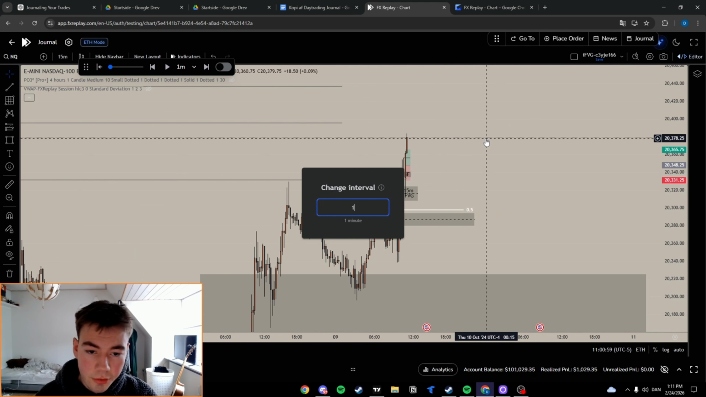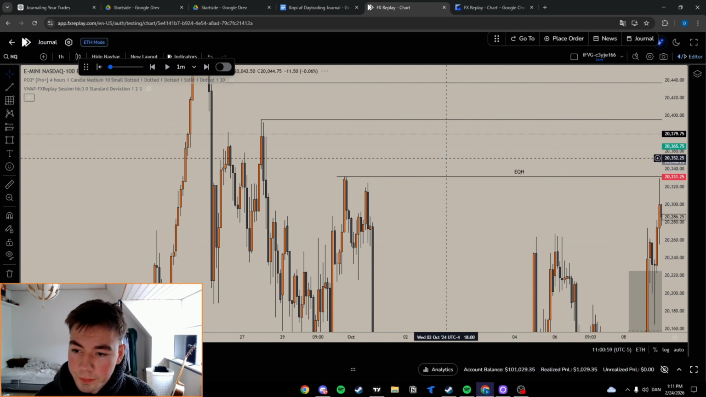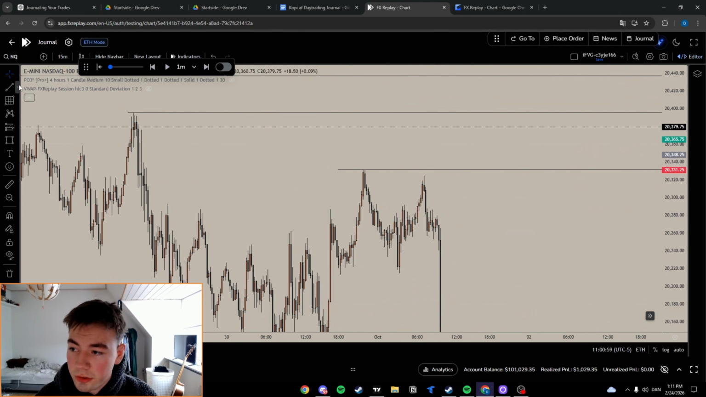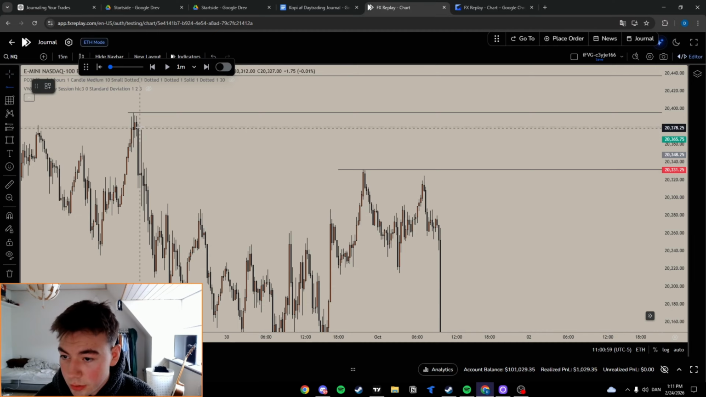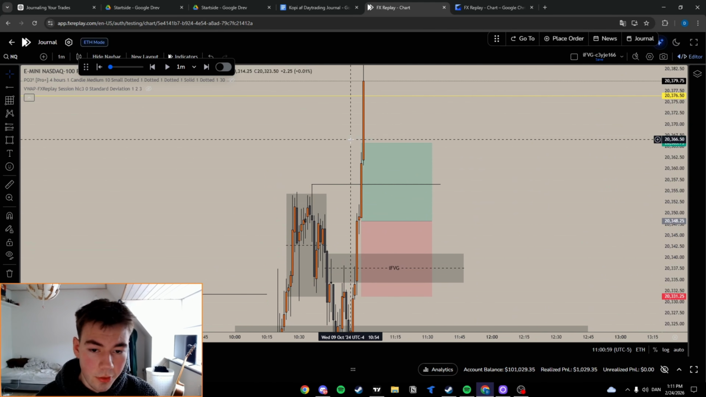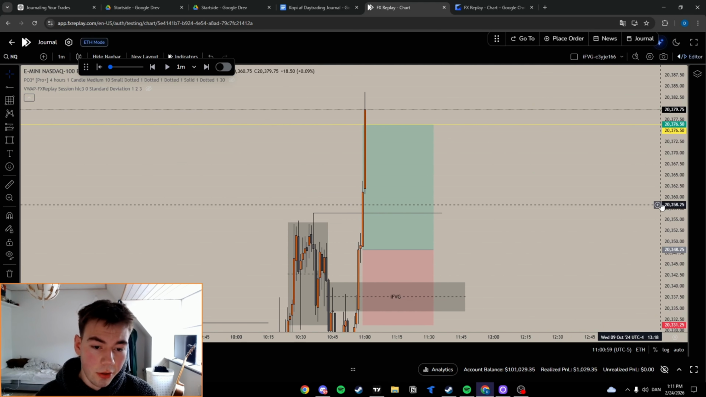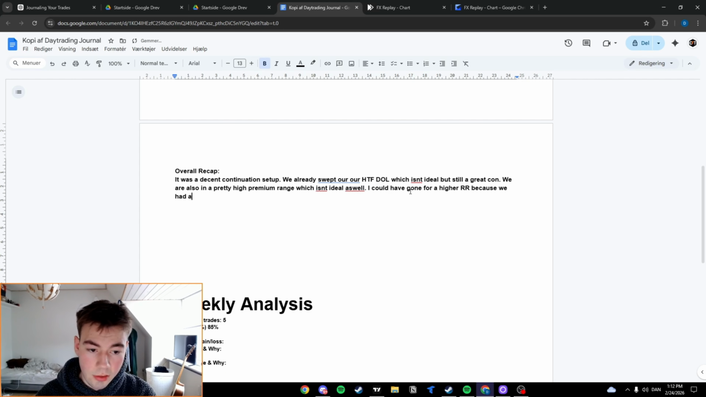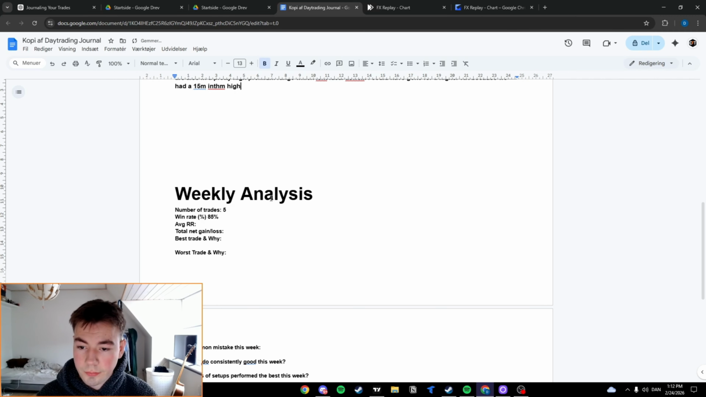Could I have targeted possibly some other things than just a random fixed risk reward? Let's see over here. We do have this intermediate 15-minute high. I could have targeted that if I wanted to. I just wasn't paying attention at the time. So we can also write that down. Could have gone for a higher R because we had a 15-minute intermediate high. Bang.